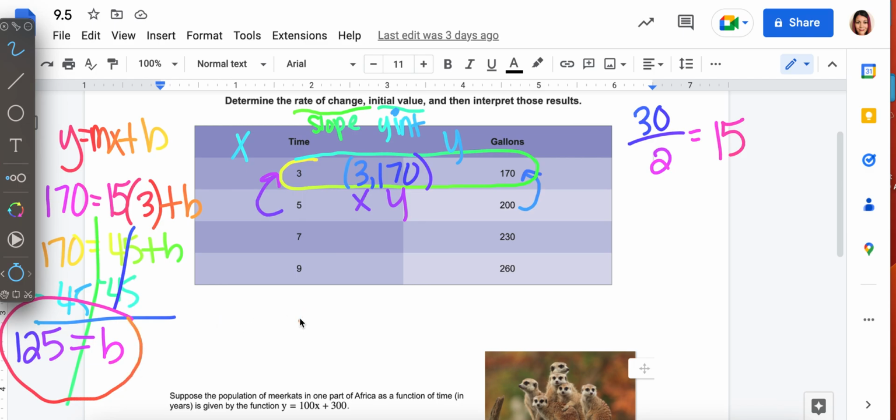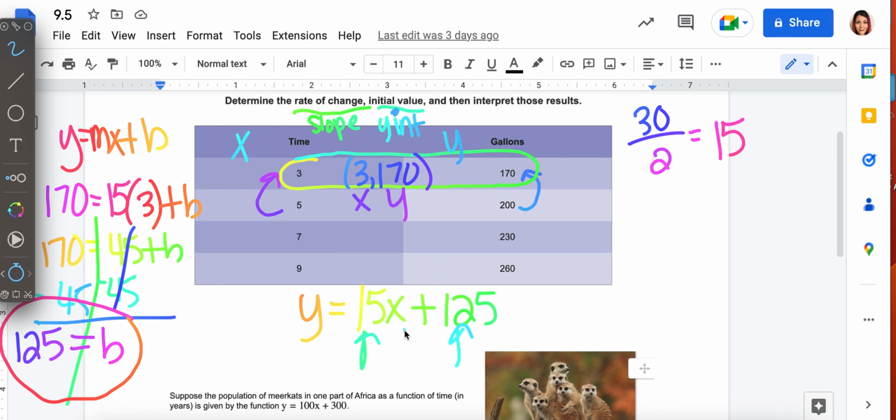So if we really wanted to write an equation, we write our slope, y equals... Remember when we write our equations, we leave out the x and y coordinates. We just write the slope and the y-intercept. y equals 15x plus our b, which is 125. This is our constant rate of change. This is our initial value.